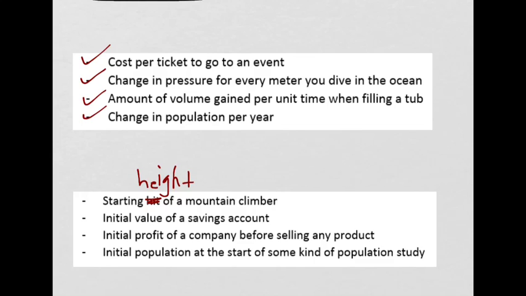If they're climbing up a mountain and gaining the same elevation every minute. If you're saving some money and you're creating an equation to figure out how much money you're going to have X number of years down the road, the y-intercept of that line would be your initial amount of your savings. Initial profit of a company before they sell some kind of products. And it could also be the initial population of some kind of species that you're studying.